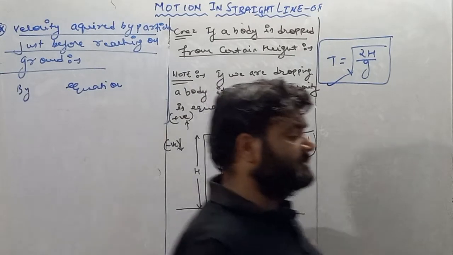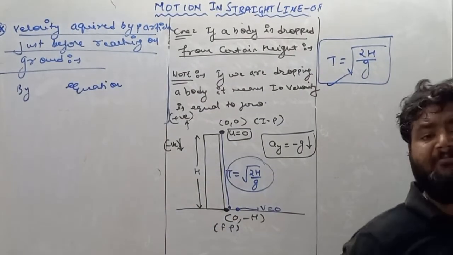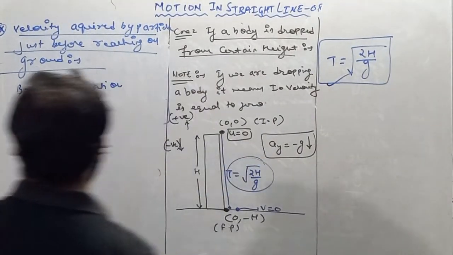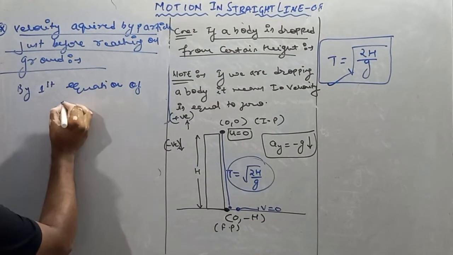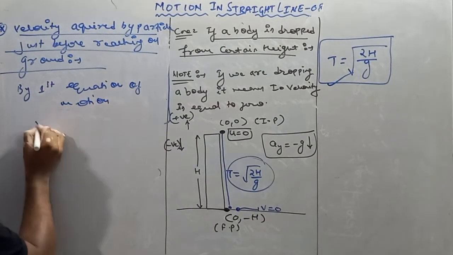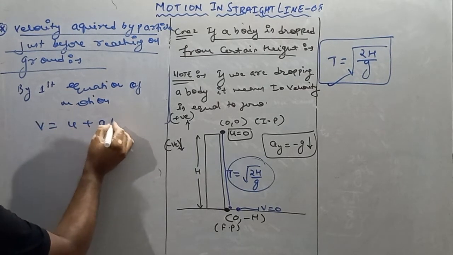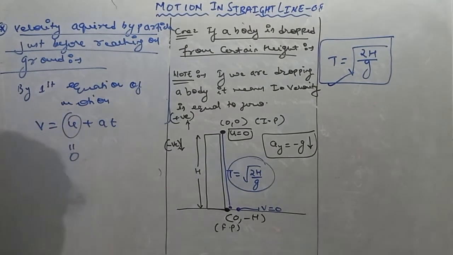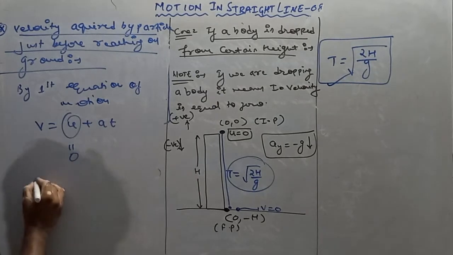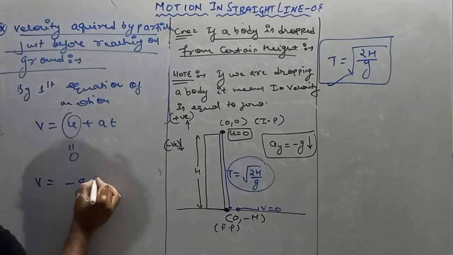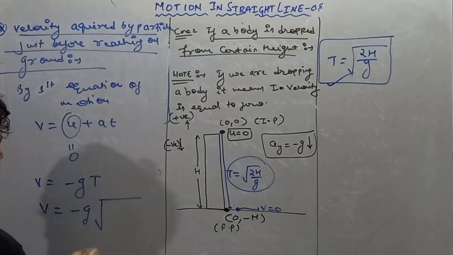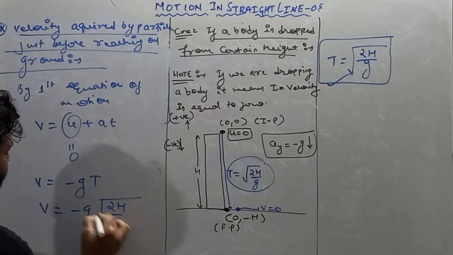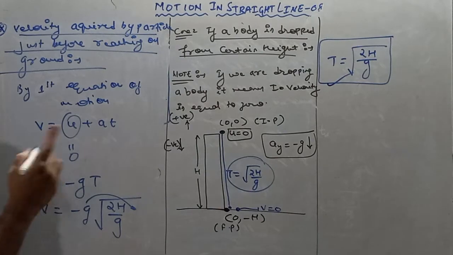So we are using the first equation of motion, which is nothing but v is equal to u plus at. Instead of u we will put the value 0, because we are dropping the particle. So v is equal to minus g capital T. Instead of capital T, I'll write under root 2h by g. Now I am taking this g inside the root, so it will be g square.